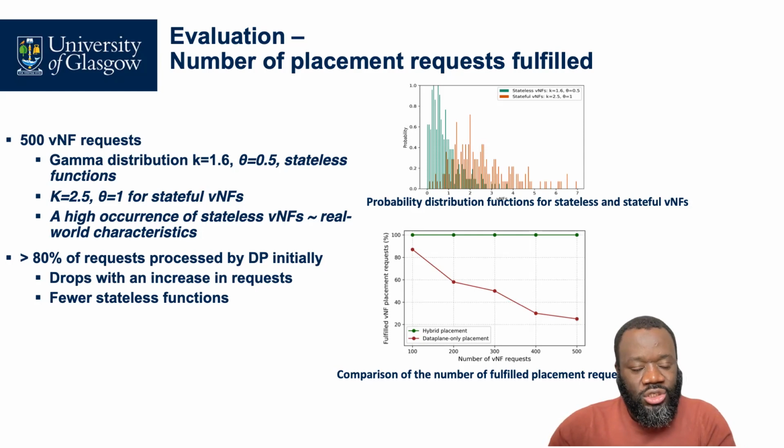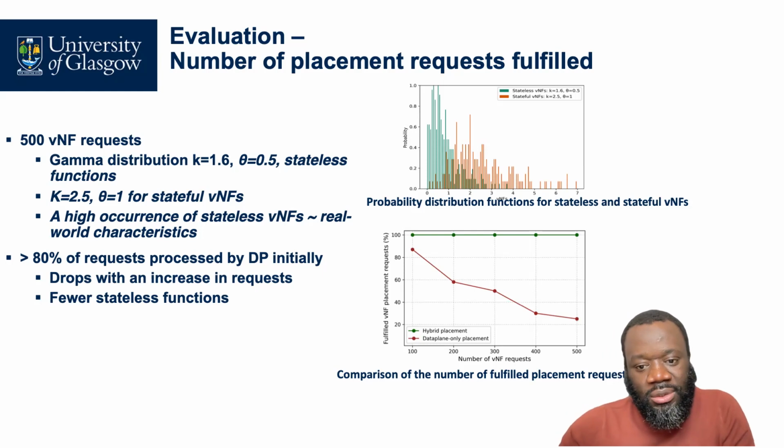And we made use of a gamma distribution of k equal 1.6, theta equal 0.5 for stateless functions. So these are functions that are lightweight. Your simple stateless firewall, for example, would fall into that category. And then we made use of k equal 0.5 and theta equal 1 for stateful functions. So these are your computationally intensive functions, stateful functions, maybe like a deep packet inspection module, a DPI. And this distribution is what you're seeing in this figure. It has a high occurrence of stateless vNFs, which suits real world characteristics of functions.